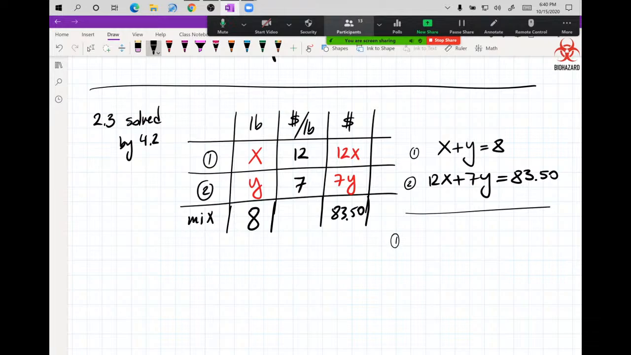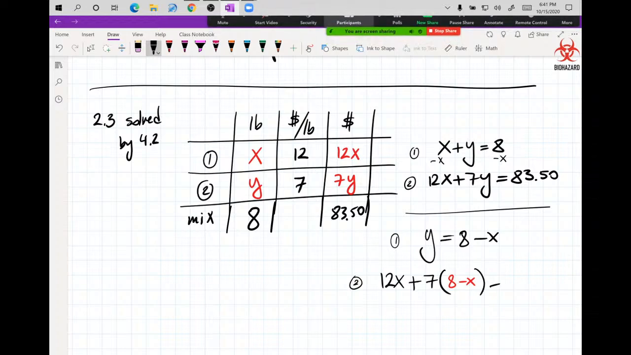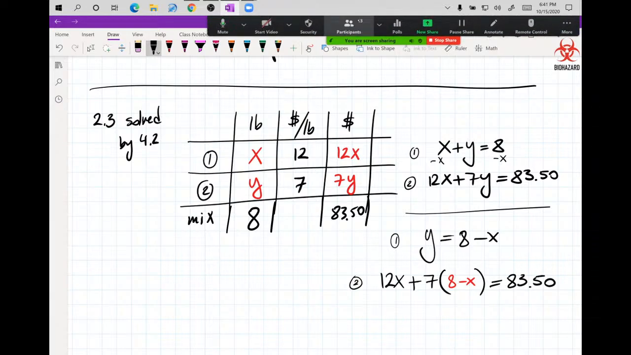So from equation 1, y is equal to 8 minus x, right? You can also solve it for x. It doesn't really matter. So subtract x on both sides, let's say. You can also do it with y, and you get your y equals 8 minus x. That's the 8 minus x that will go here. And now plug that into equation 2. So 12x plus 7 times (8 minus x) equals 83.50.